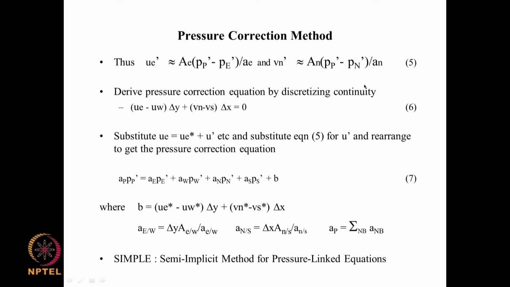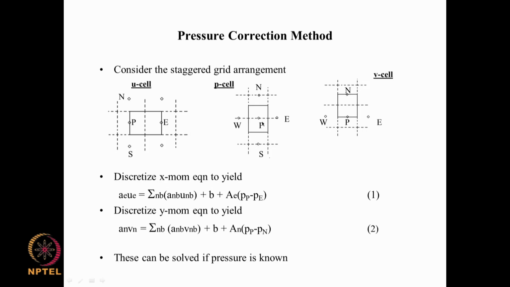But what pressure correction to make? For this we make use of the continuity equation, which is dou u by dou x plus dou v by dou y equal to 0. That can be written as u east minus u west divided by delta x, plus v n minus v s divided by delta y. Multiply both by delta x delta y and then you have this. So, this is the discretized form of the continuity equation over this cell here.